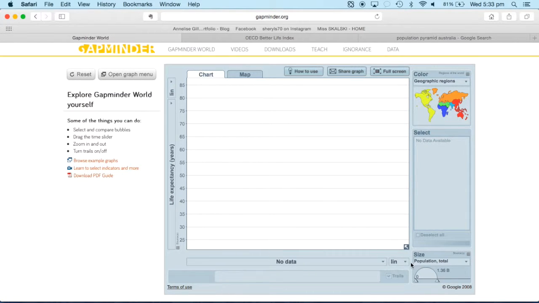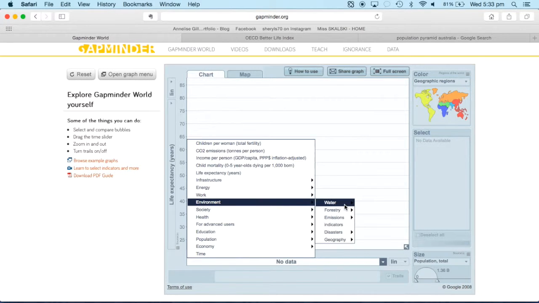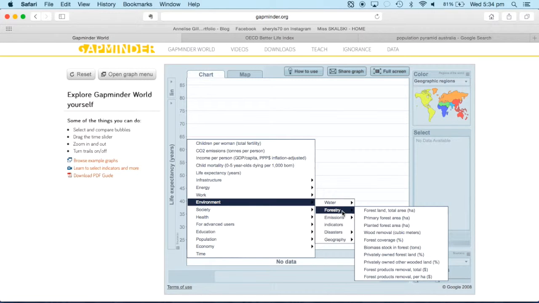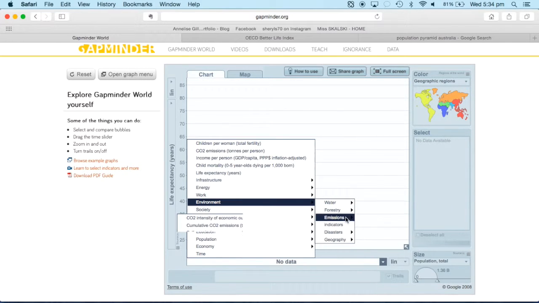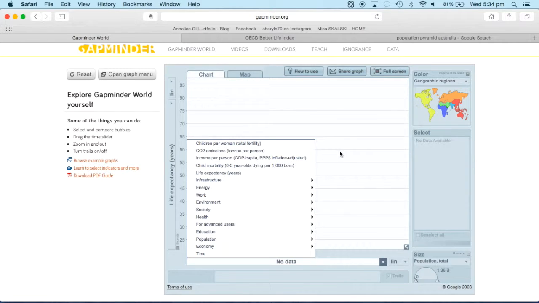Gapminder does have information about the environment, but it tends to be almost too specific for what we want. So it talks about renewable water, forestry, emissions, disasters, agricultural land. And that's probably a little bit too much detail for what we need. We simply need to know that they either value the environment or they don't.